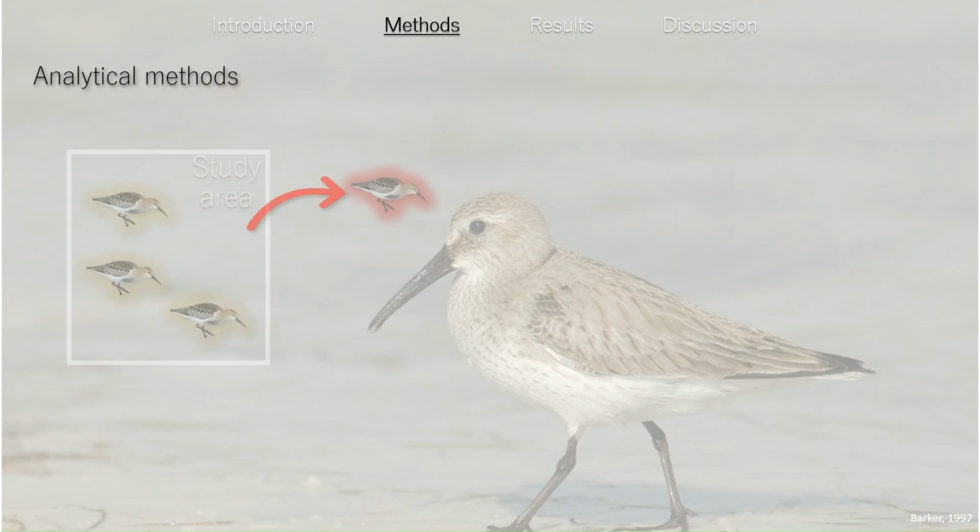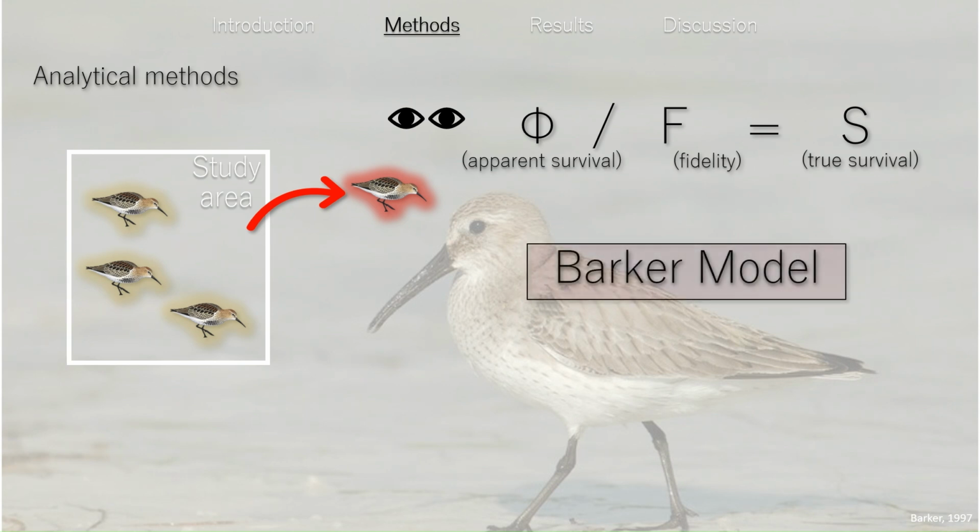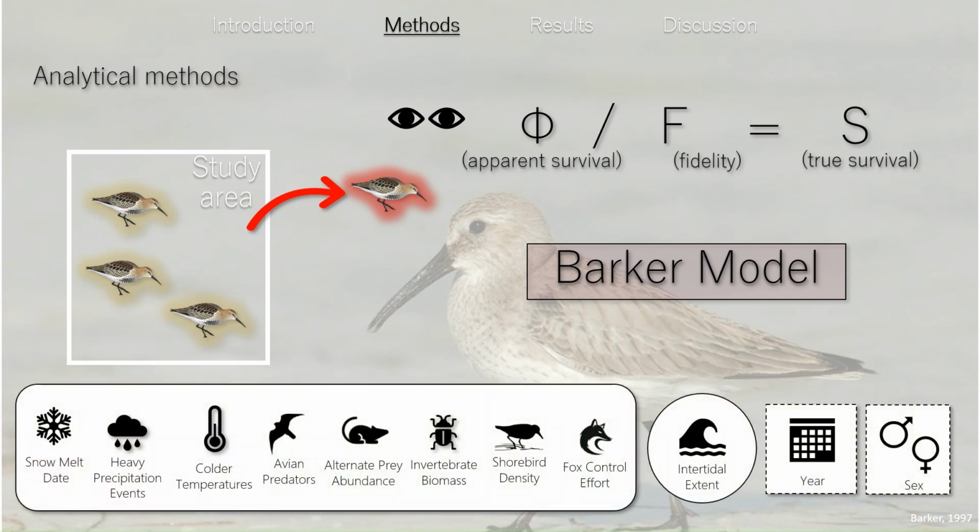Through our supplementary resight data, we were able to observe birds that were still alive but had just emigrated outside of their original study area. So this helped us understand apparent survival and site fidelity so we could estimate a true survival rate using the Barker model framework. And within this framework, we considered candidate models of all possible additive combinations of these variables from the breeding site and the non-breeding sites, and we included sex and year to estimate adult survival. And we used AICc to rank all of our models.